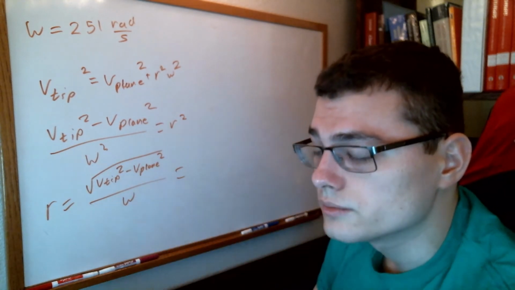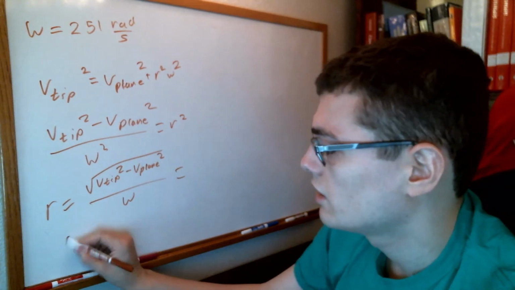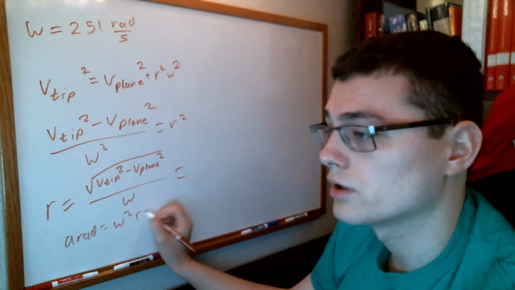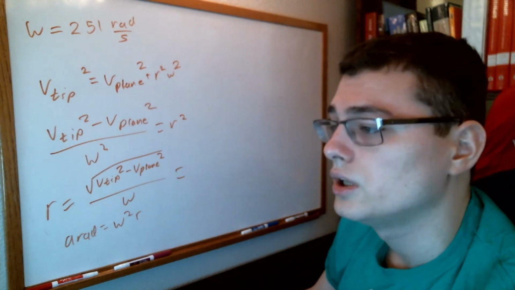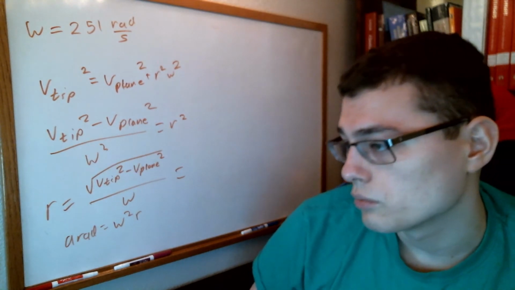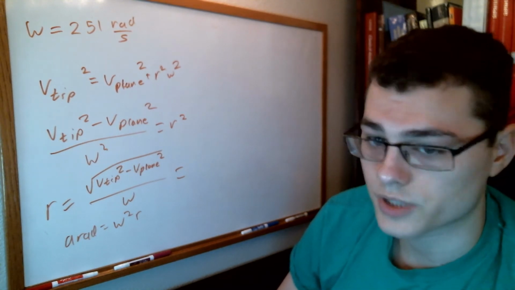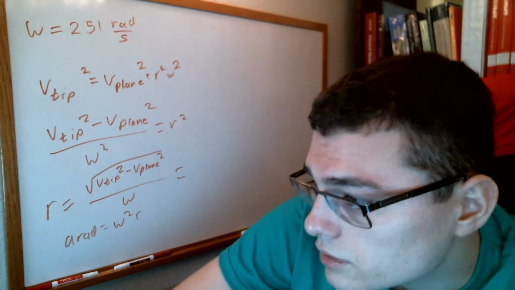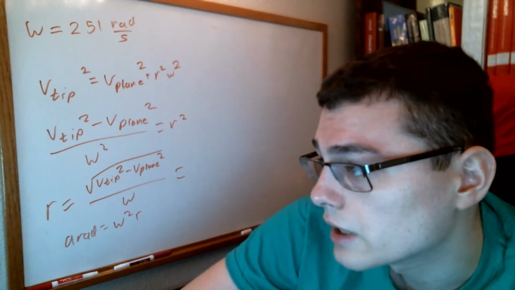In order to find this, we say that a radial is going to be equal to omega squared r. Then you plug in what omega is and what you got for r, and they give you the radial acceleration here in both meters per second squared and g. And this propeller is producing a lot of g's in this case, with 6,600.